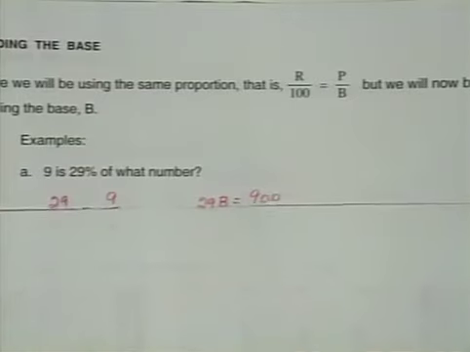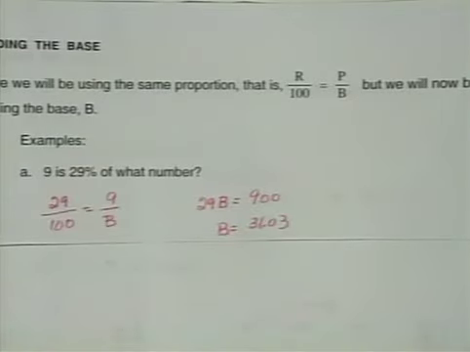Set it up. We're going to go 29, the rate, is to 100, proportionally the same as 9, the part, is to what base? We again cross multiply. We get 29b equals 9 times 100, or 900. Divide by the number that's in front of the b, which is not 100 in this case. It's 29.